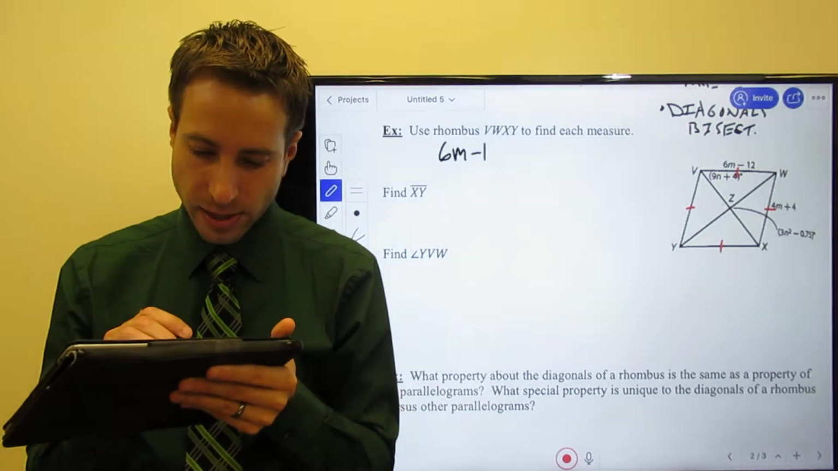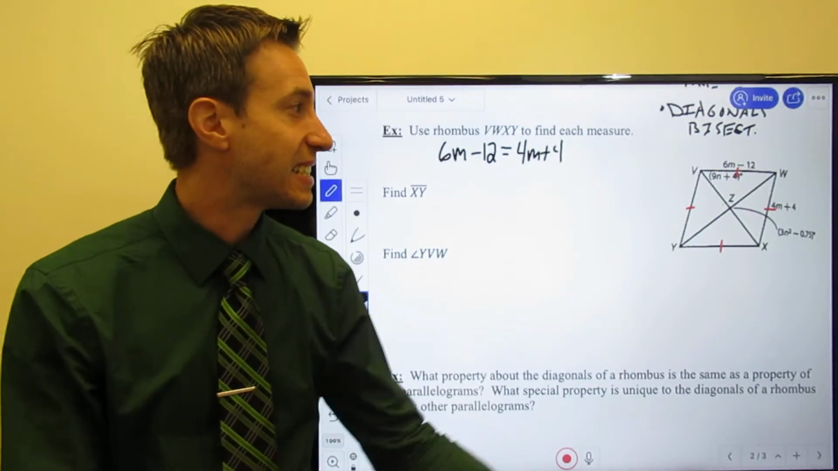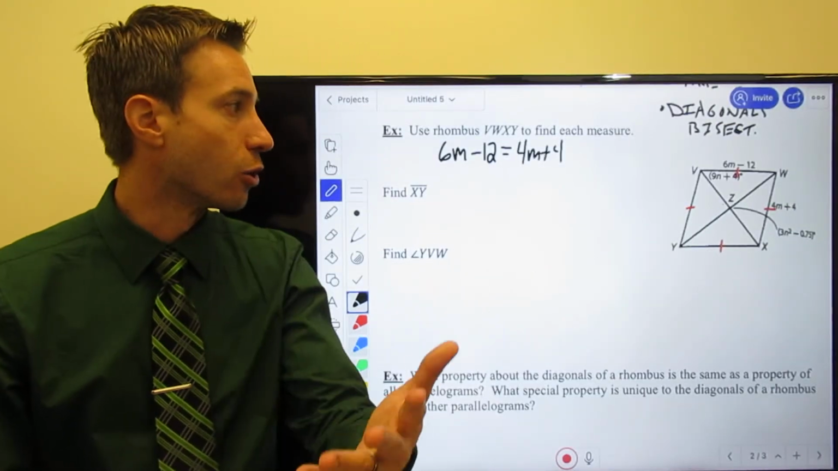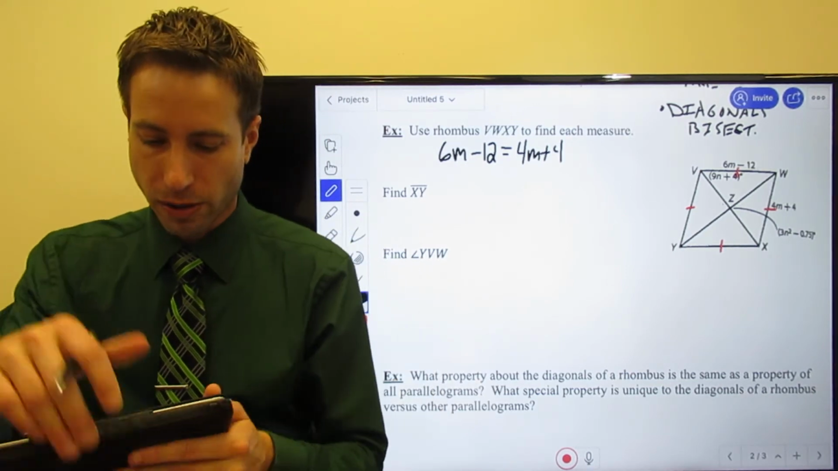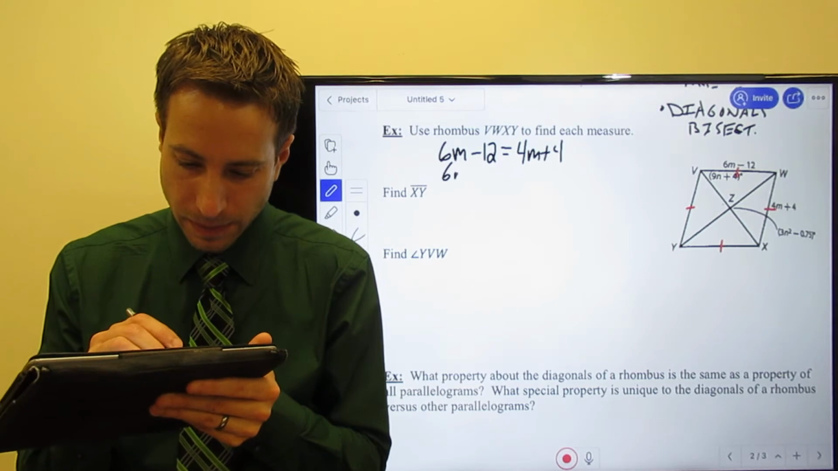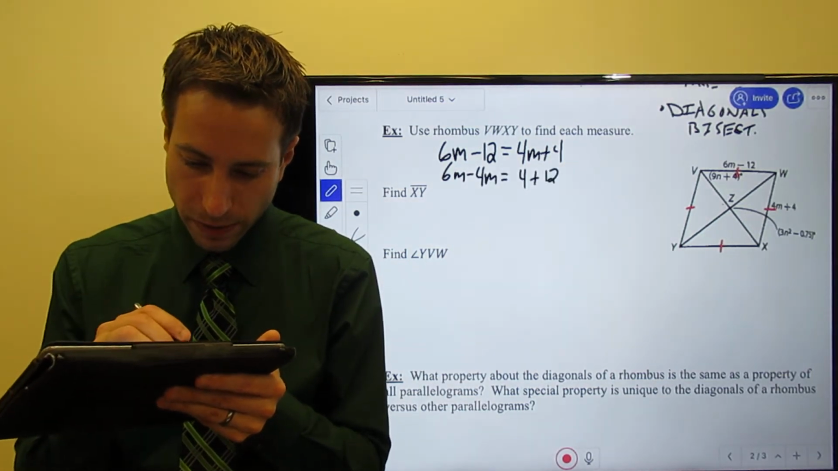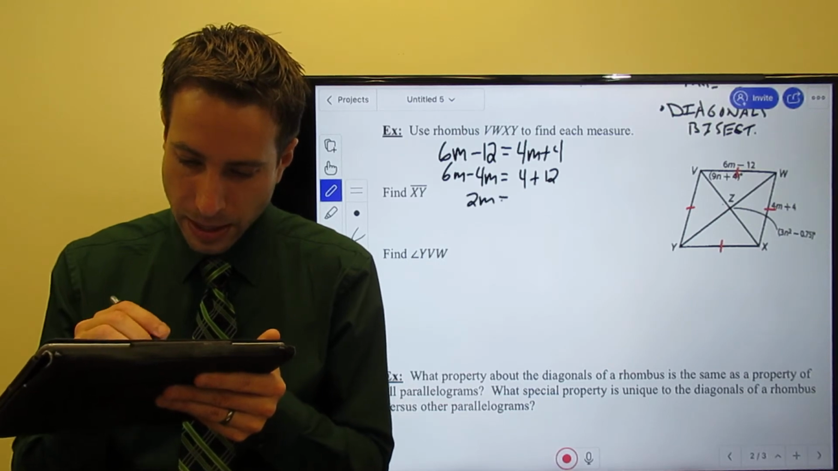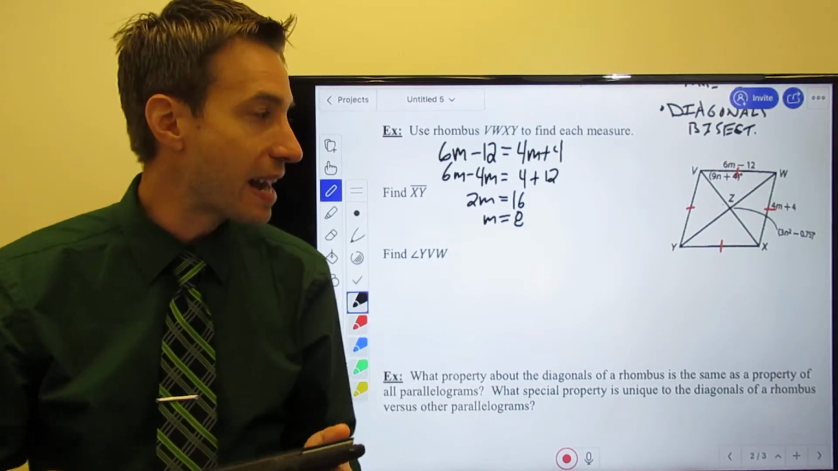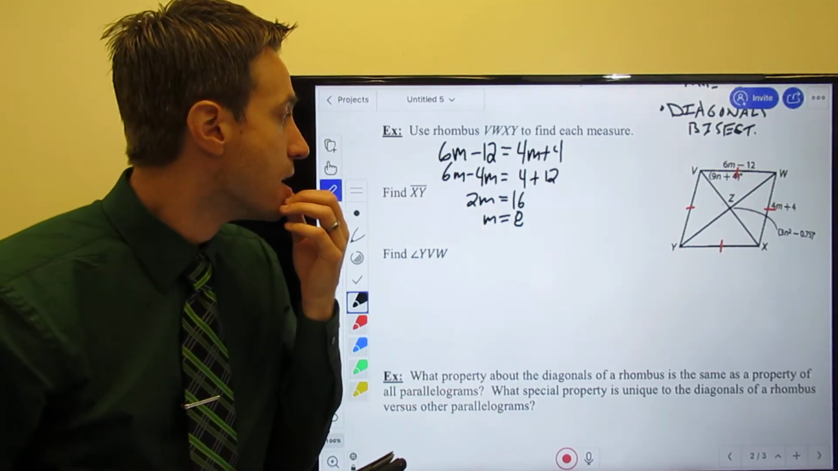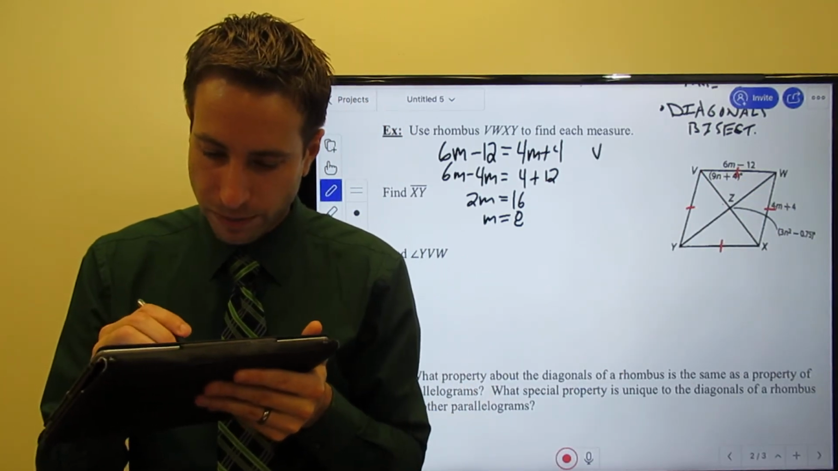So that allows us to set up an algebra problem where I set those two sides equal to each other. We'll solve for m, and once I know the length of one side, I'll know all of them. So 6m minus 4m is equal to 4 plus 12. 2m is equal to 16. m is equal to 8. All right, let's go ahead and find the length of one of the sides. We'll do VW.